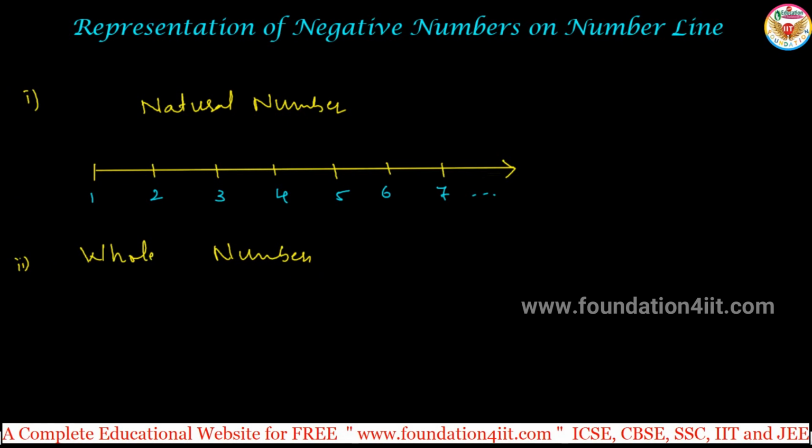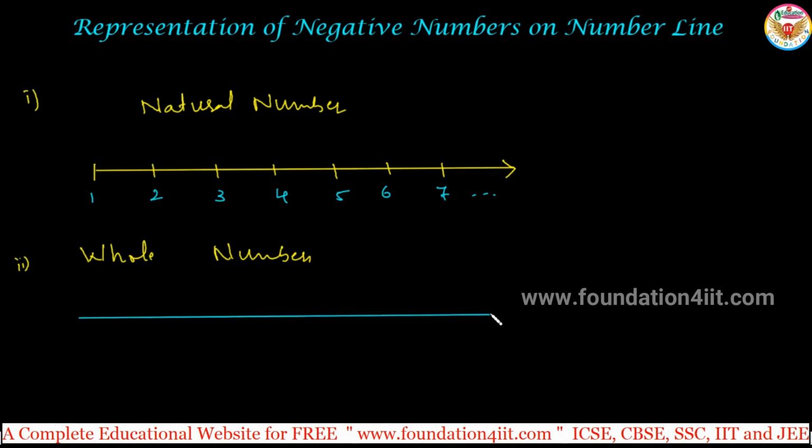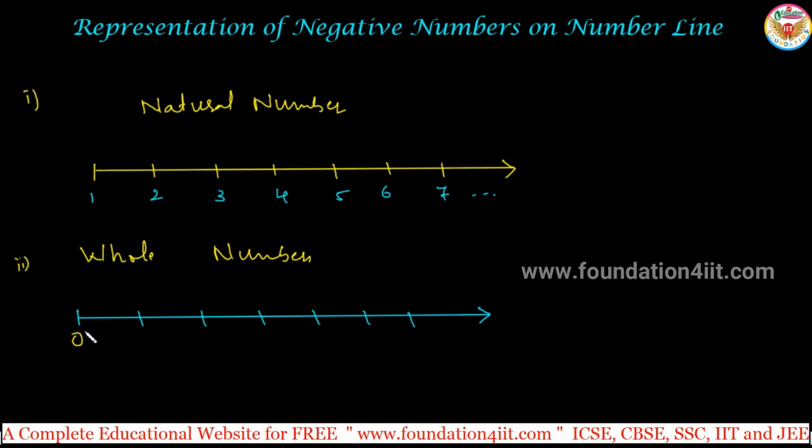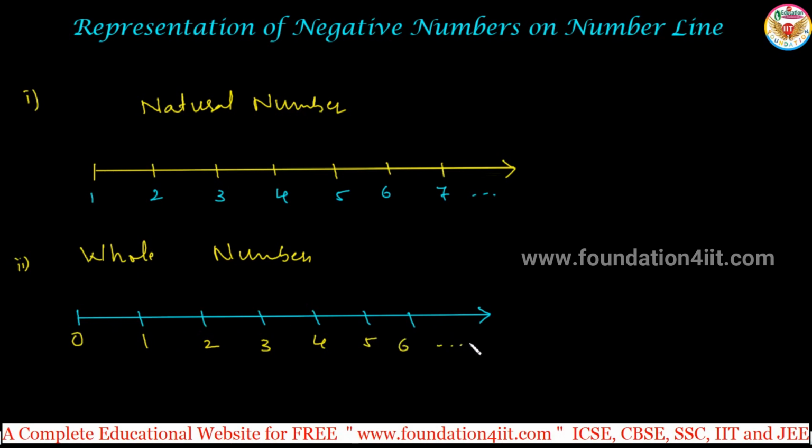When you come to these whole numbers, they are the same as natural numbers, but an extra 0 should come, right? That means the starting number is 0, then 1, 2, 3, 4, 5, 6, and so on. Don't keep the arrow symbol on the left side. The arrow symbol is only on the right side. So this is representing the whole numbers on the number line.